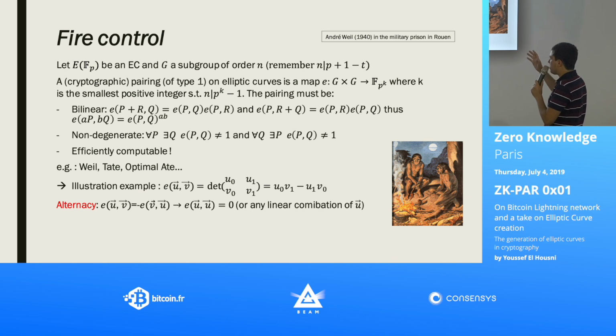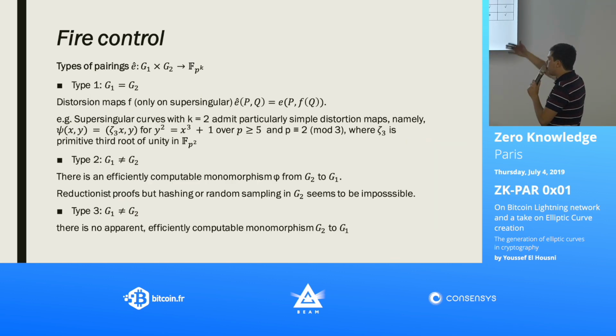The first way to control these pairings is what we call the distortion map of Verheul: to take one of these points and apply an endomorphism that makes it linearly independent. This is what we call pairing type 1. Pairing type 1 is when you have the same group and then you apply these distortion maps in order to make your points linearly independent. So at the end you will not have 1. Or type 2, type 3, where you have 2 different groups, but then you need to find those groups with the same order.